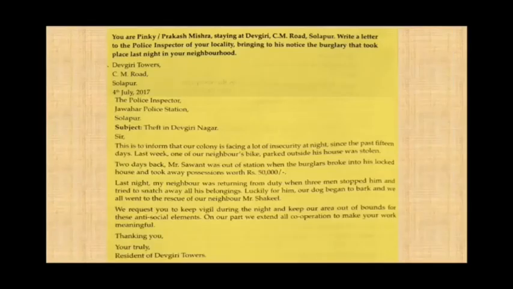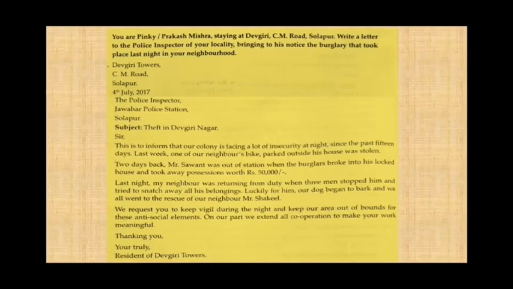This is a sample formal letter. Just read it and let's understand it. The question is, you are Pinky Prakash Mishra, staying at Devgiri, CM Road, Solapur. Write a letter to the police inspector of your locality, bringing to his notice the burglary that took place last night in your neighborhood. Now this is a letter that you need to write to the police inspector due to the theft that took place last night in your neighborhood.